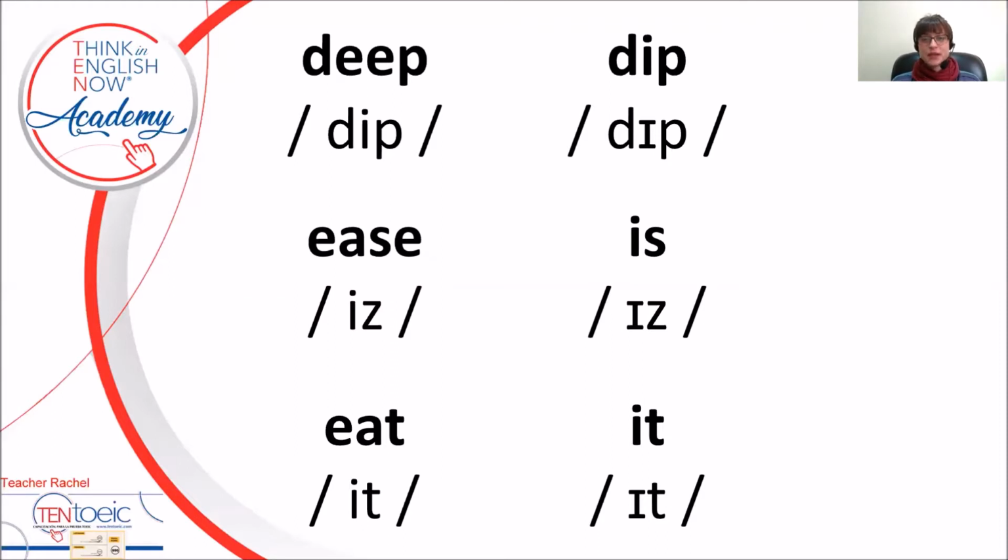Deep. This is when something goes far down. One example is water. If there's a lot of water, the water is deep, like in a swimming pool. Part of the swimming pool has a little bit of water. Another part has a lot of water. The water is deep in the swimming pool. Or if we dig a hole, the hole is very deep.